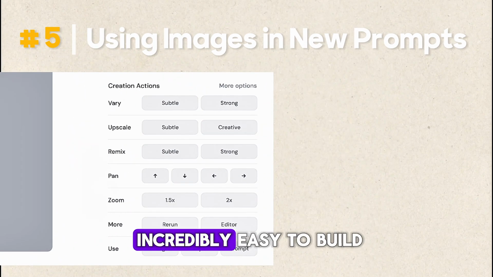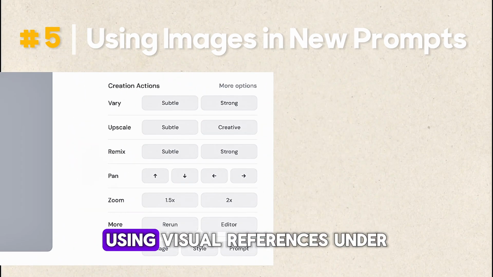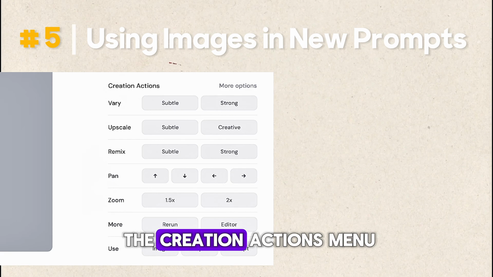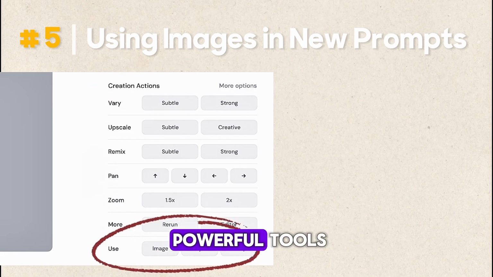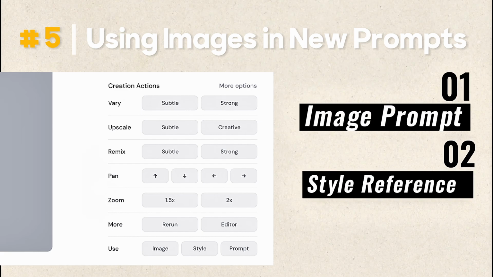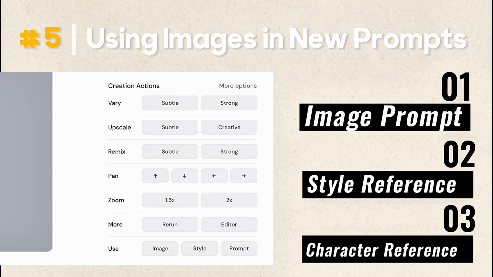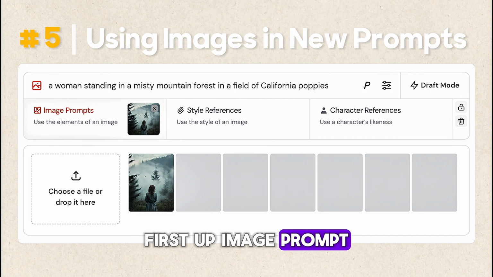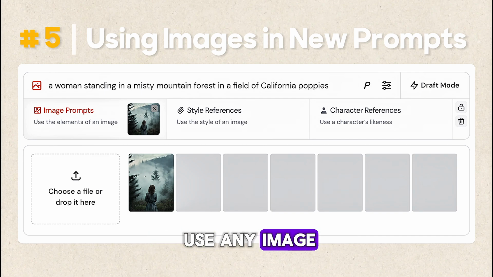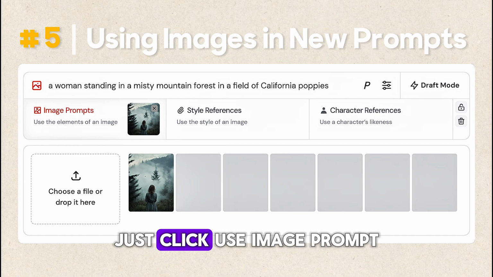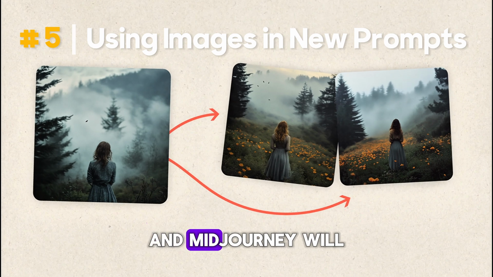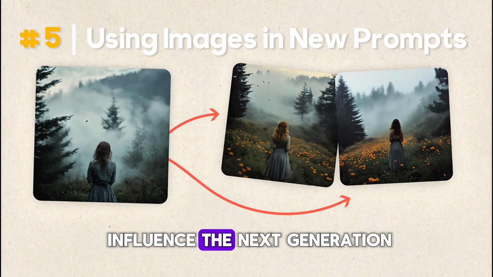Midjourney makes it incredibly easy to build on your past creations using visual references. Under the Creation Actions menu, you'll find Use buttons that give you 3 powerful tools: Image Prompt, Style Reference, and Character Reference. First up, Image Prompt. This allows you to use any image, whether you created it in Midjourney or uploaded it, as the visual foundation for a new creation. Just click Use Image Prompt, and Midjourney will interpret the visual elements in your image and use them to influence the next generation.